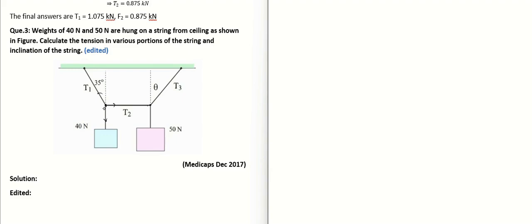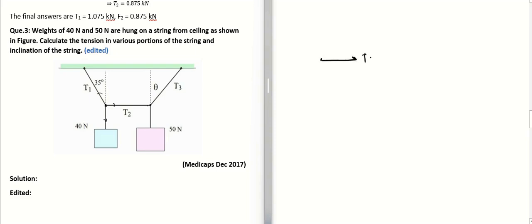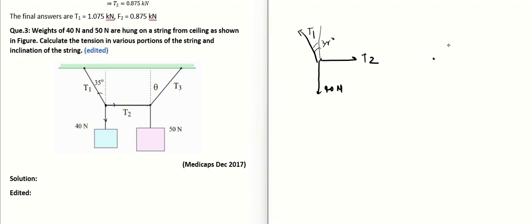So firstly, you could have observed that there will be two nodes here. One node will have T2 as the horizontal force in the right direction, and T1 inclined at an angle of 35 degree, and 40 Newton force acting downwards. The second node will be for T3 acting at an angle theta, a force of 50 Newton acting downwards, and T2 in the left horizontal direction.